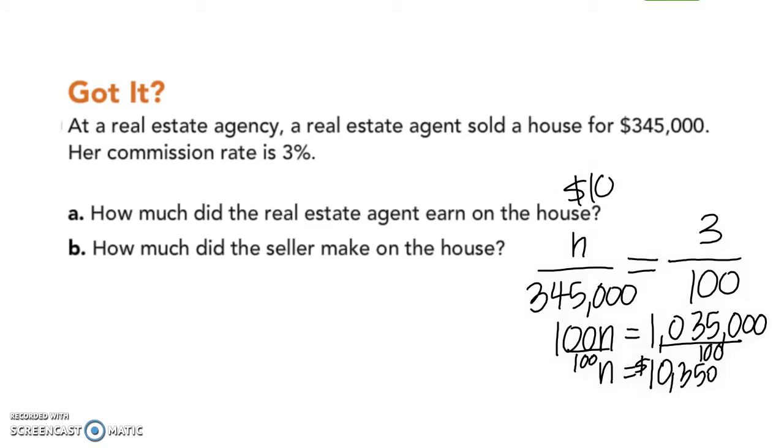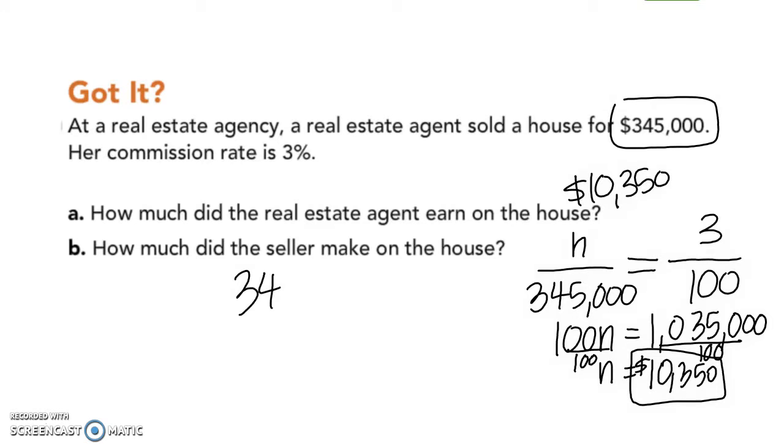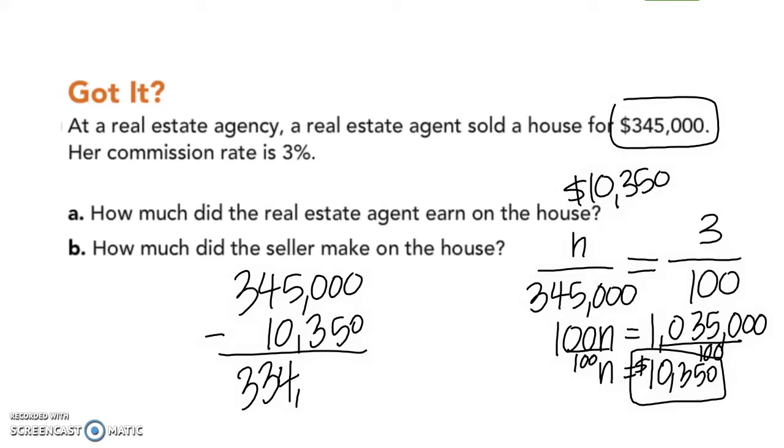So $10,350. Now then they ask how much did the seller make on the house. So we're going to subtract the commission from the price of the house. Subtract the commission from the price of the house, and the seller gets to keep the rest of the money. Okay? They're going to pay the real estate agent the $10,350, and then they keep the rest. So I'm punching this in my calculator, we subtract that, and so the seller of the house gets to keep $334,650. That's the commission.